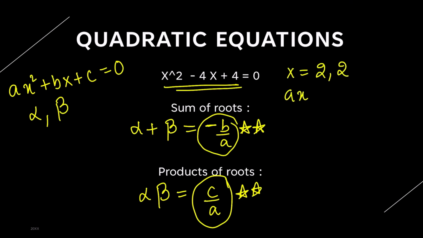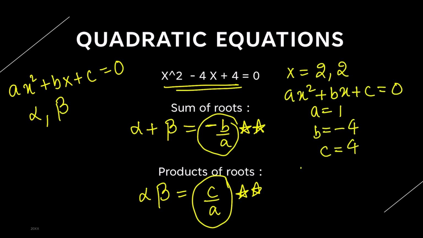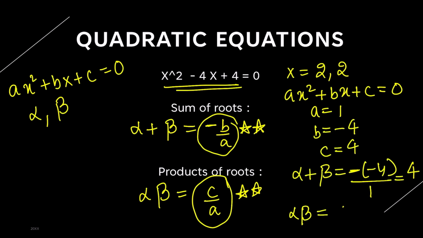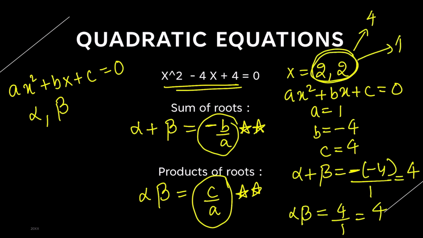You can also check it. If ax square plus bx plus c is the equation, then by comparing, a is 1, b is minus 4 and c is 4, right? The sum of the roots by our formula is minus b by a, that is minus of minus 4 by 1, which should be equal to 4, and the product of roots should be c by a, that is 4 by 1, equal to 4. Do you want to check? These are the two roots. The sum is 2 plus 2, 4, and the product is 2 into 2, 4, right?